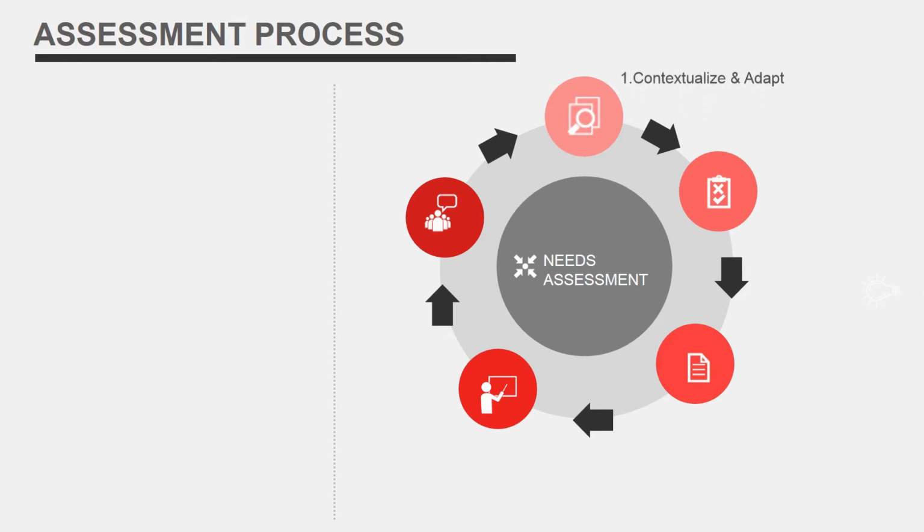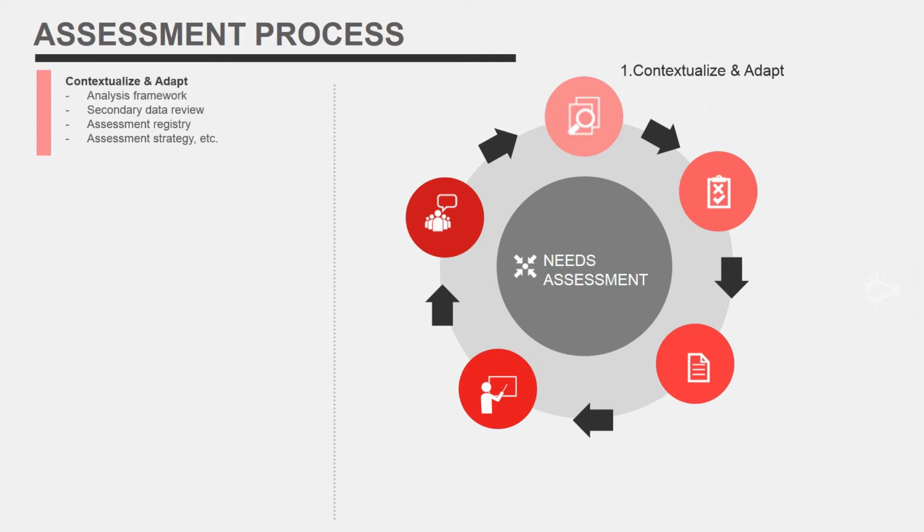The first step is to contextualize and adapt. What we mean by this is that we have to start looking at what it is we want to do and want to know. What do we have already? What assessments are already out there that we can draw on? What other secondary data can we find? We look at everything we have, everything that is missing, and that way start mapping out what we need to do and establish our baseline.